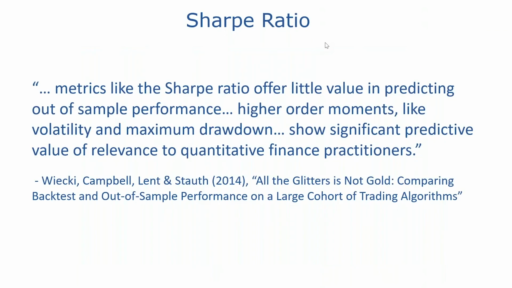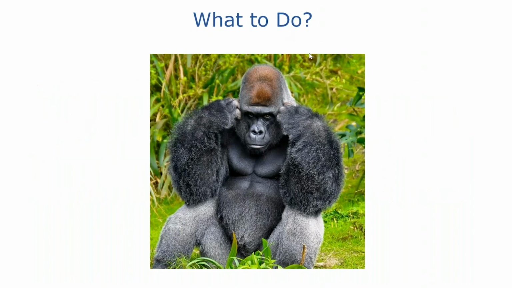Now, the good folks at Quantopian looked at the Sharpe ratio in the systems that people submitted to them. They wanted to see what actually performed best out of sample. And they found little value in the Sharpe ratio. They found instead volatility and maximum drawdown were more representative of future performance. So what to do?